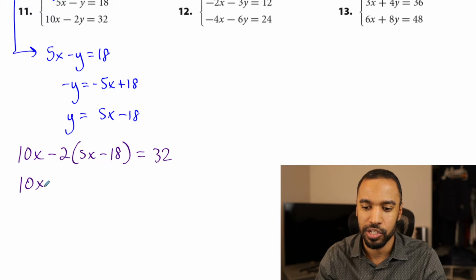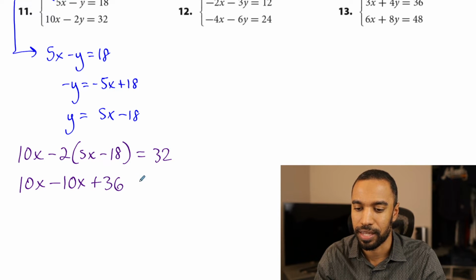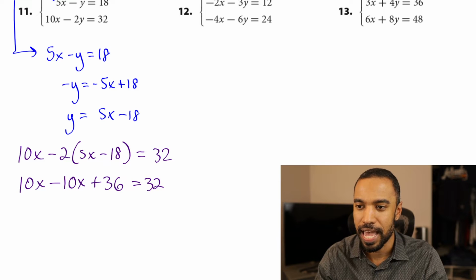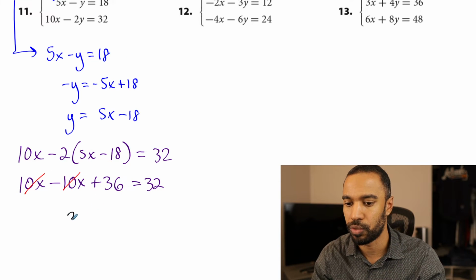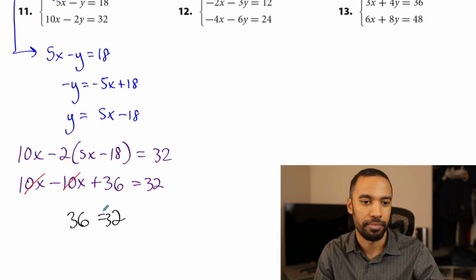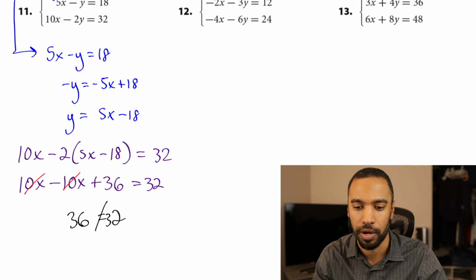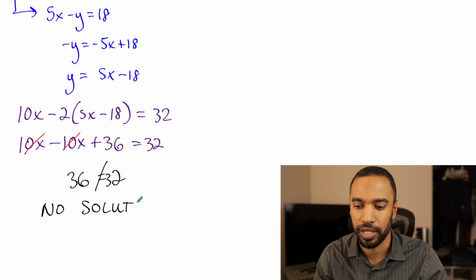Negative 2 distributing gets negative 10x, and a positive 36 right here equals 32. 10x minus 10x, see ya, thank you for coming, and we get 36 equals 32. Not a true statement. Whoops, not in my lifetime. 36 does not equal 32, something wrong with that, and we are going to go ahead and say no solution.